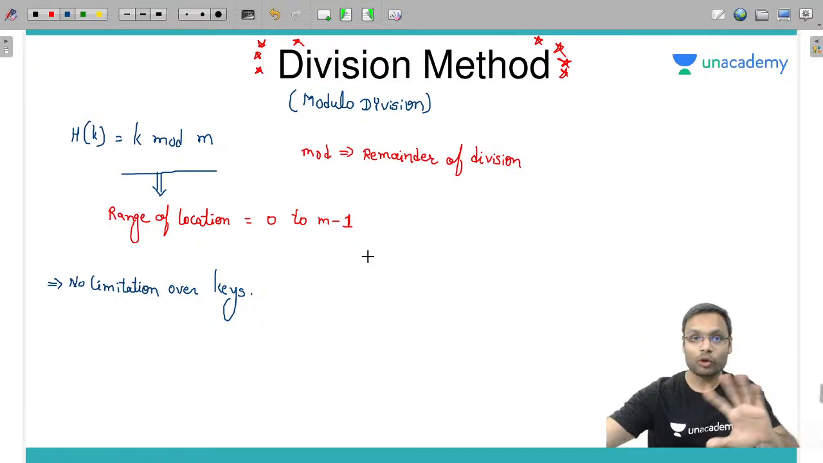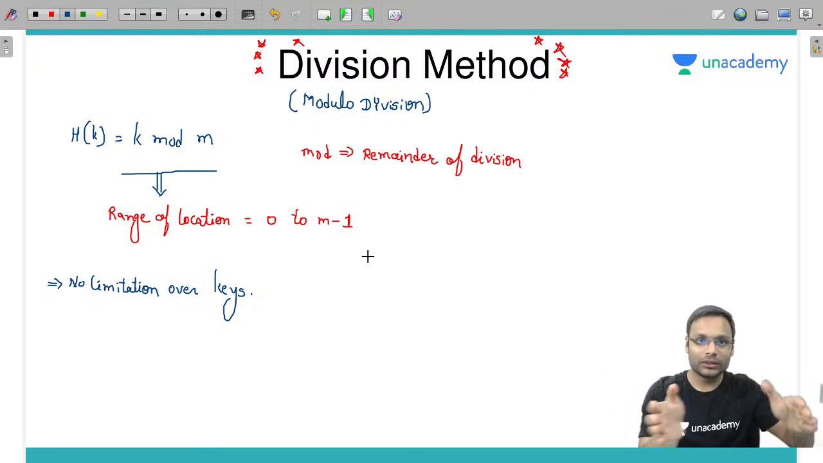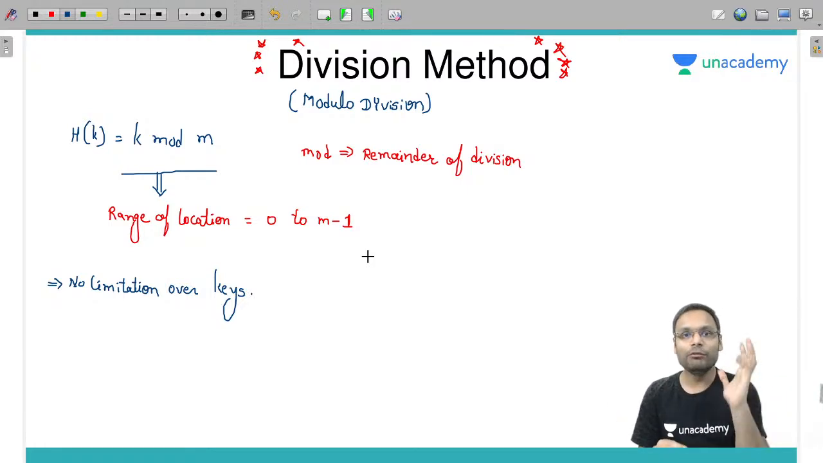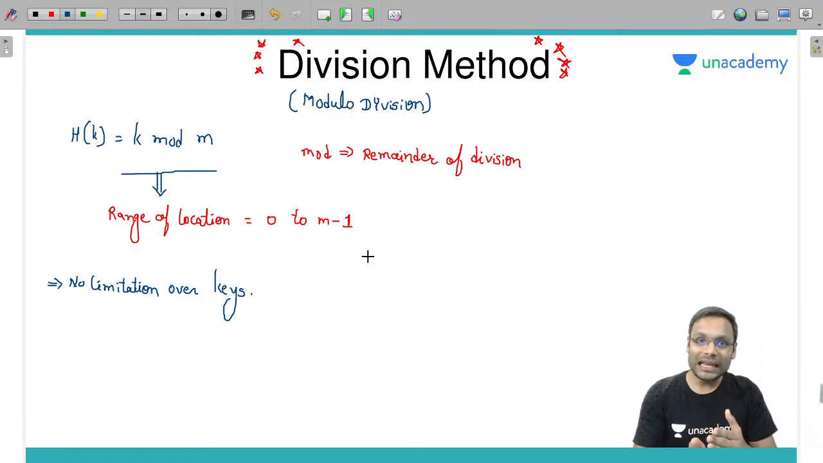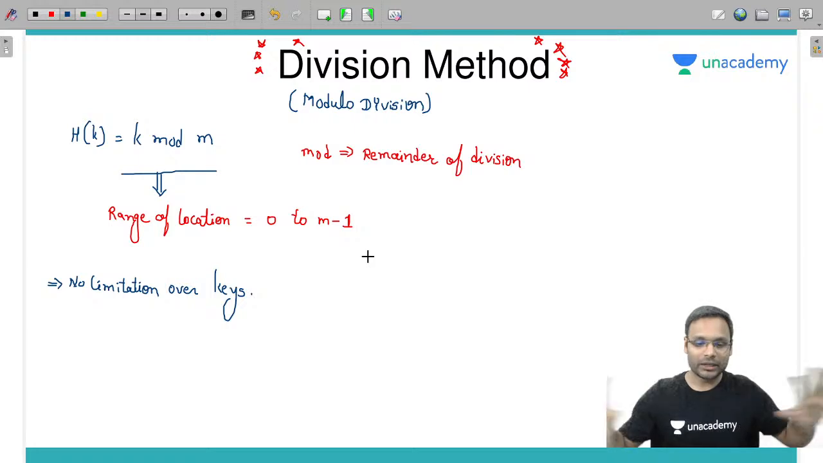See, I am not talking about what your capacity is, how many elements you can store. I'm just asking you that if I give you a key, will you be able to store that key in your hash table? Yes or no? My answer should be yes in this division method, no limitation at all.